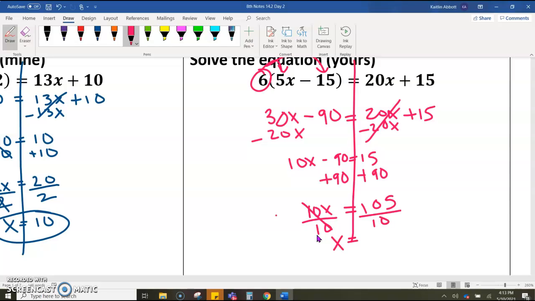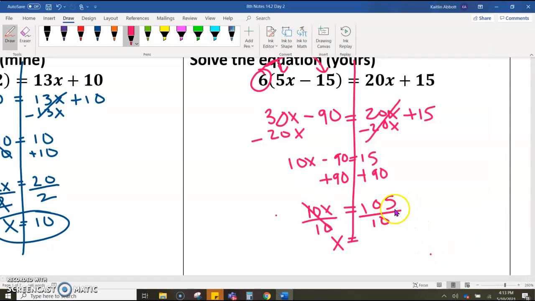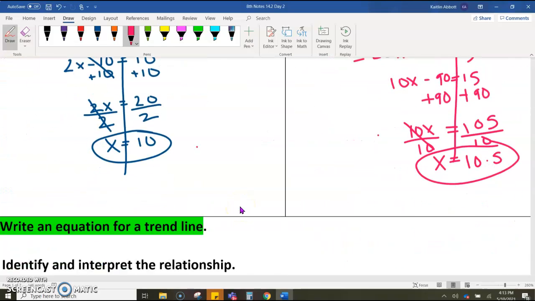Divide by 10. When you divide by 10, we're just going to move the decimal point over 1, but just in case we don't know, 105 divided by 10 is 10.5. So you just move that decimal spot over 1. So we're going to get 10.5. Good job. Okay, that was your problem of the day. Moving on to today's work.